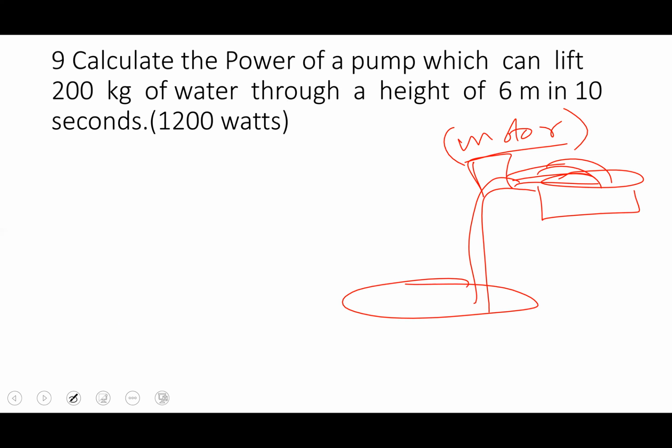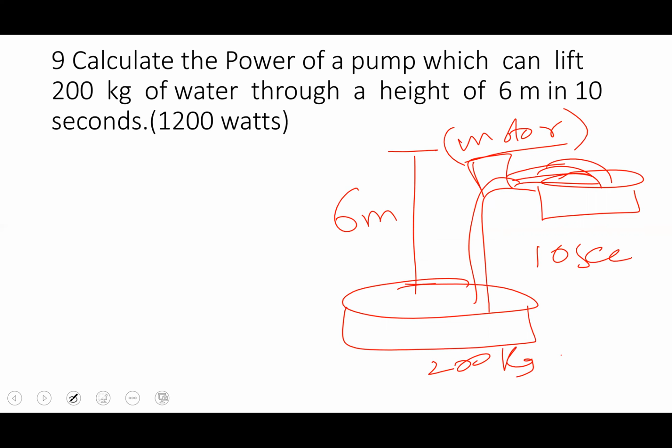Let us calculate that. First of all, the height in this case is 6 meters. The water in this case is how much? 200 kilograms. And it is all being done in just 10 seconds. So we have to calculate the power in this case. The solution for the power calculation: mass is 200 kilograms, height is 6 meters, and the time is 10 seconds.